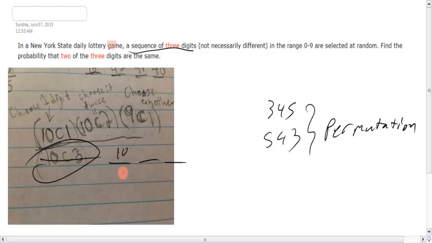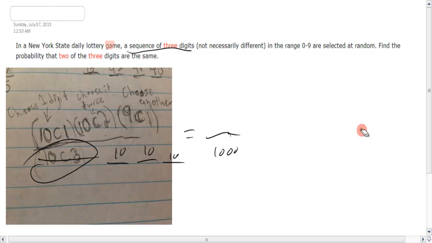So we could pick 0 through 9. Now, if we're allowed to repeat, we can pick 0 through 9 again and 0 through 9 again. So it's 10 times 10 times 10. So that denominator is just going to be 1,000 different possibilities. So there's our denominator. Now the numerator is going to get a little more fun.